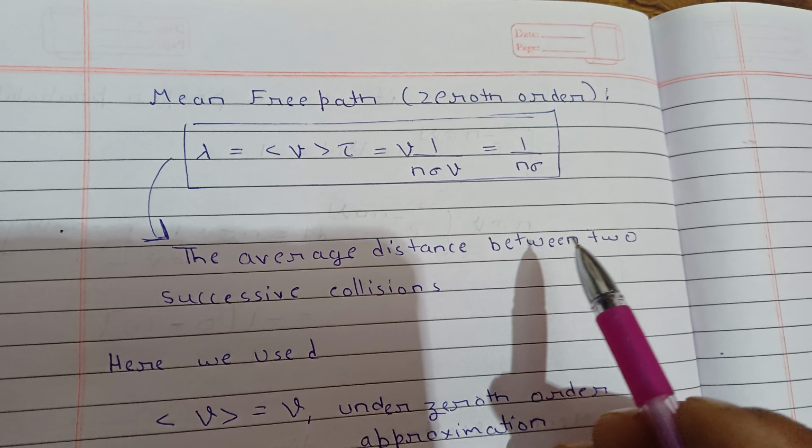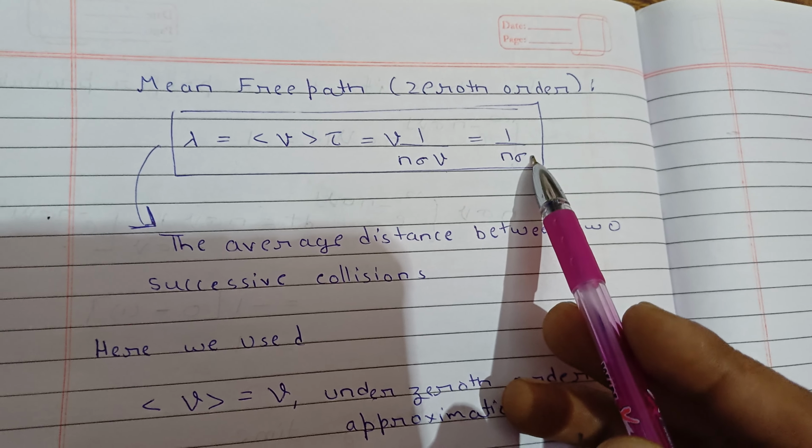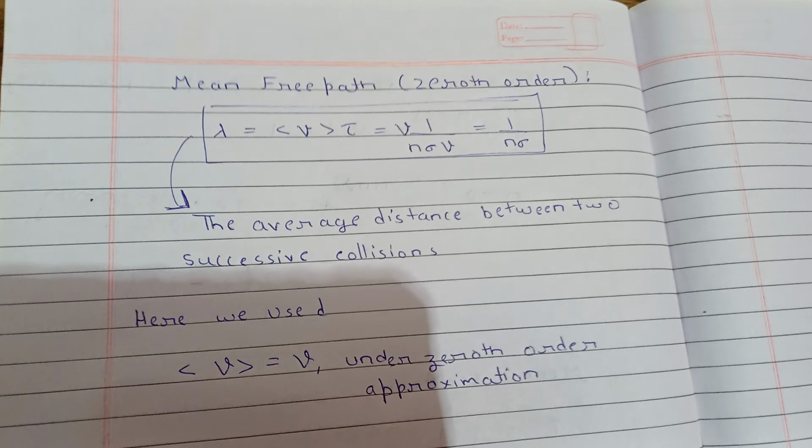In the next lecture, we'll see what the first order approximation is. That will give you the exact result. Then we will get some factor also here, 1 upon root 2 something. That will be the exact result.